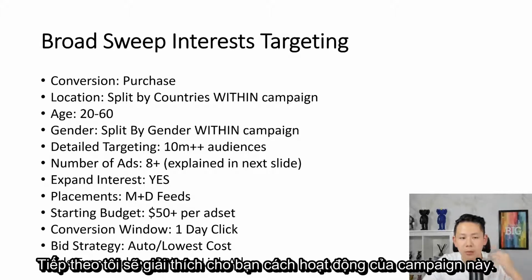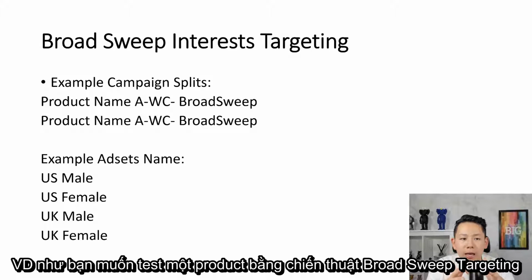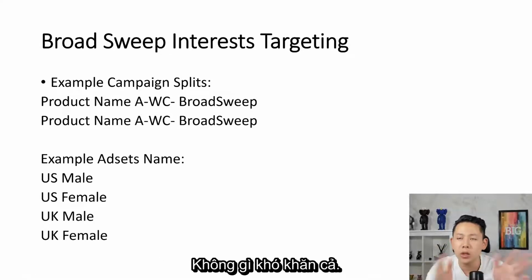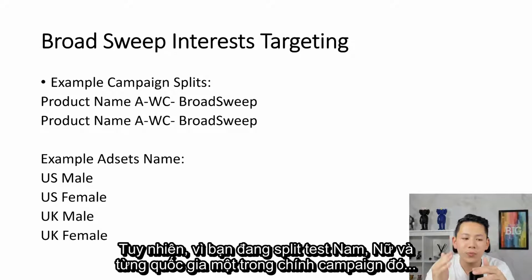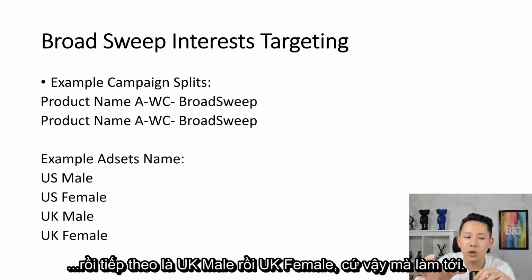Next up I'll quickly go through how this campaign works. Let's say you have a product A that you want to test using this broad sweep interest targeting. In the campaign name, you name it, let's say baby product, dash WC, dash broad sweep. Nothing too complicated here. However, because you're split testing the male and the female and the location inside, one ad set will be US male and the next will be US female, and then UK male and UK female, and so forth.